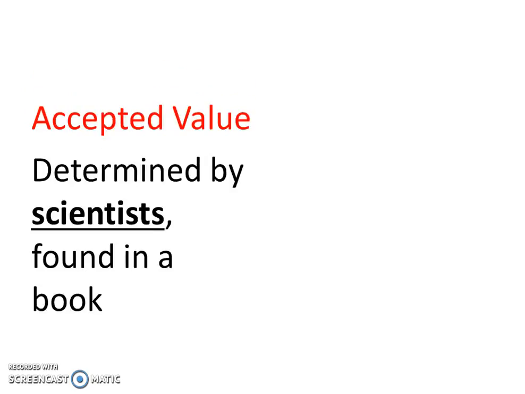Accepted value is determined by scientists, and it's usually found in a reference book. Your textbook has reference values in the very back jacket, in the back of the book on the outside. You can find several values that you will need through the course, and you will need to reference those at specific times to understand what value you should have gotten in your study.